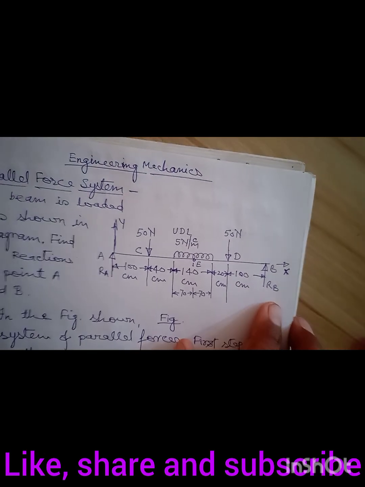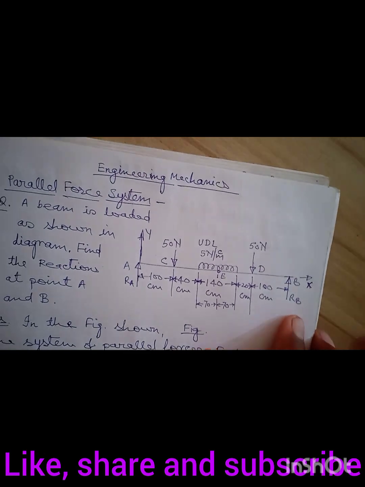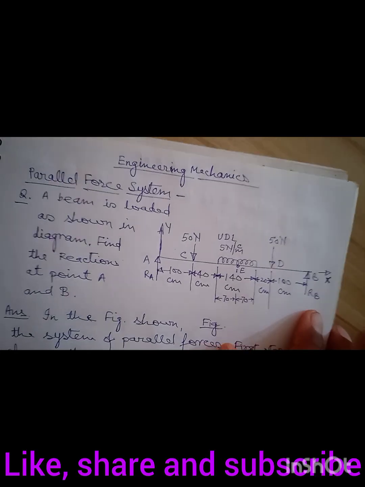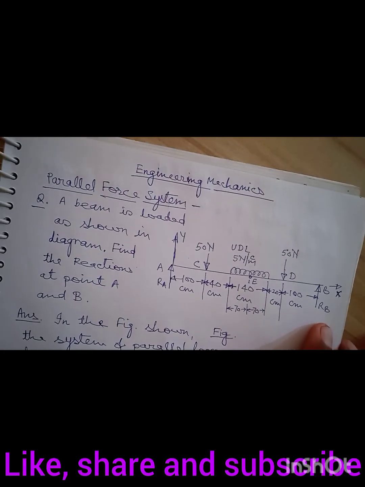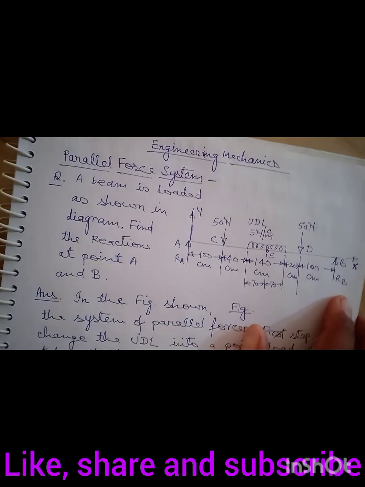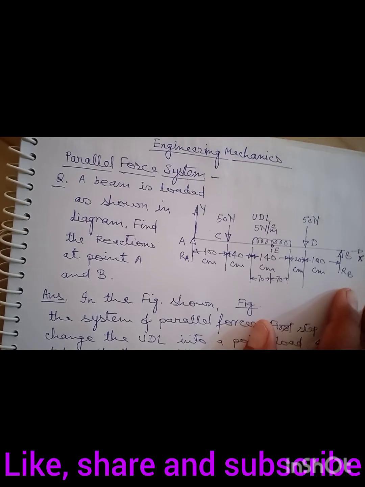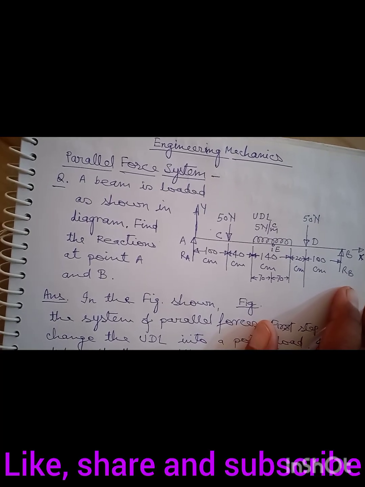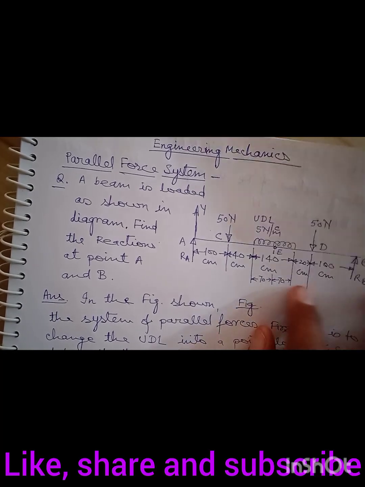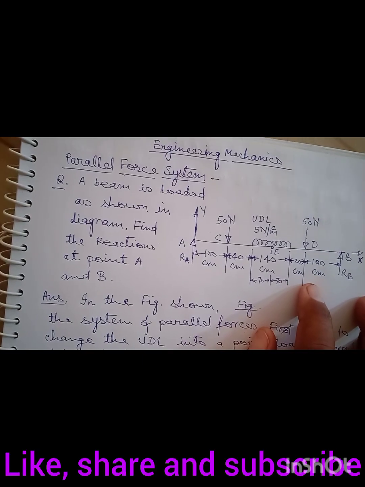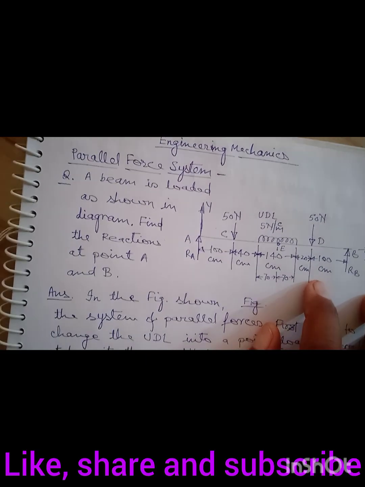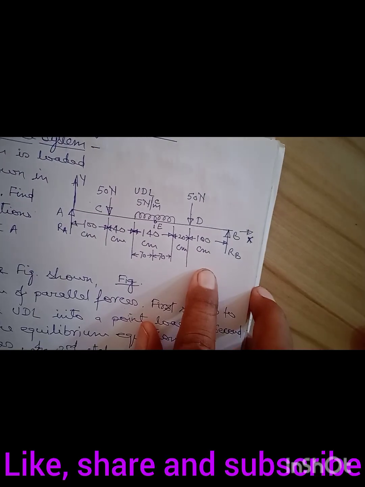Dear students, today we are taking a problem of engineering mechanics of the parallel force system. Question: A beam is loaded as shown in the diagram. The diagram is shown on the right side, and we need to find the reaction at points A and B. So this is the problem.